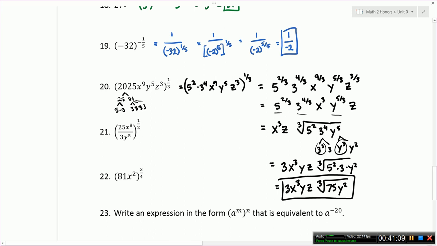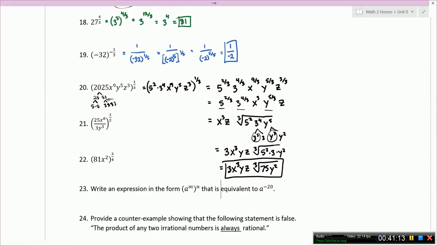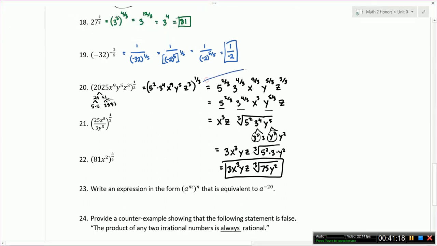Now I mentioned earlier that there might be a better way to approach this, and I'm going to point that out right now. So up front here, instead of kind of distributing that 1/3 power, think of it automatically as a cube root of the whole thing. And we'd end up here.